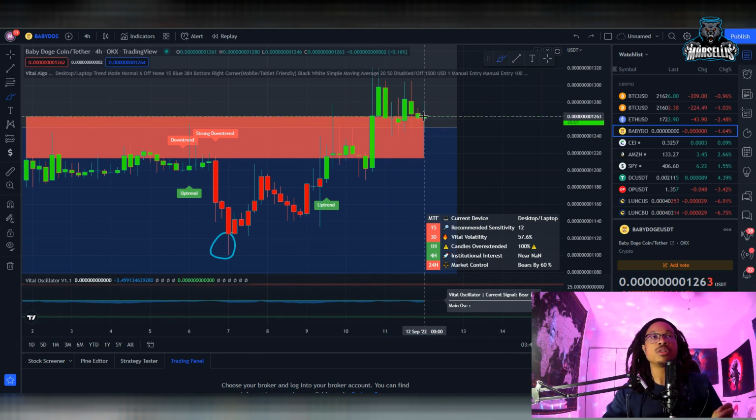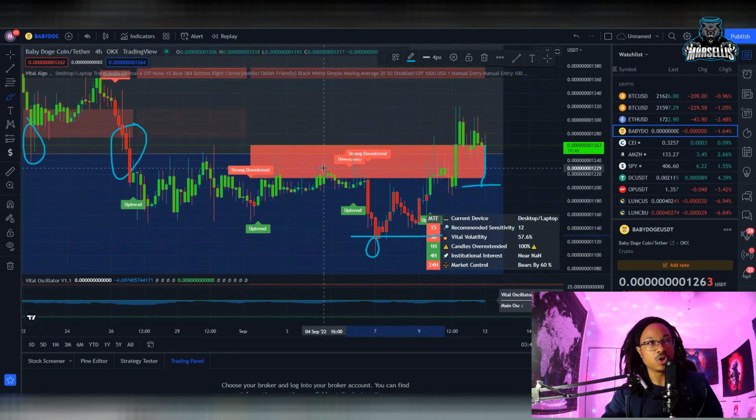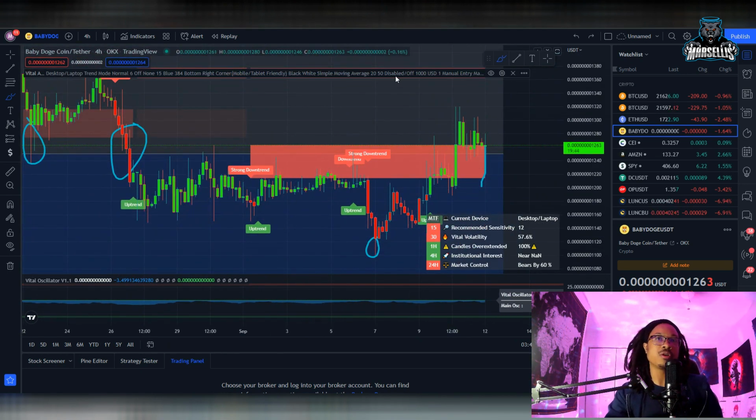So if we go below this 1250 support, then what we're looking at next for Baby Doge is at the bottom right here, and we're really just looking at either 1200, or we're looking at 1100, because that's where we had support down here. So that's really what we want to watch out for here with Baby Doge.